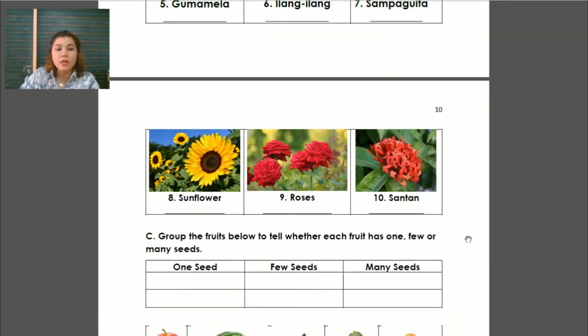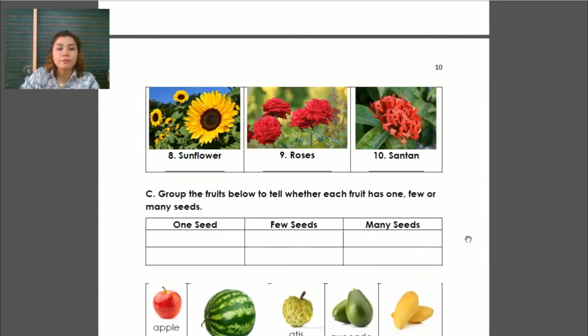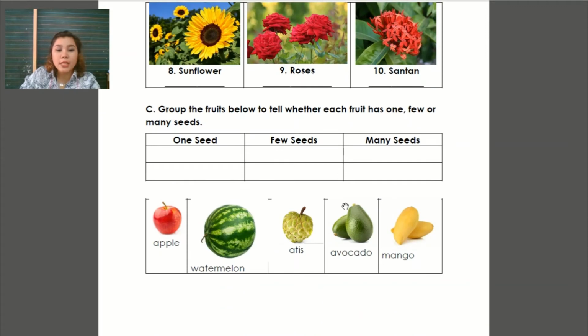So, F or NF. And then, part C, this is now about the seeds and the fruit. Group the fruits below to tell whether each fruit has one, few (kaunti), or many seeds. So, which are the choices? We have apple, watermelon, atis, avocado, mango.